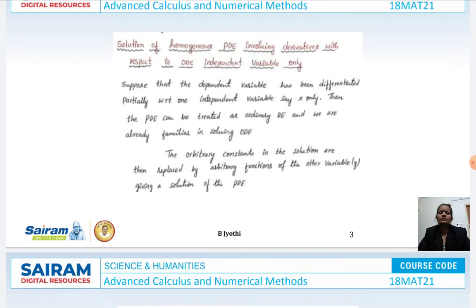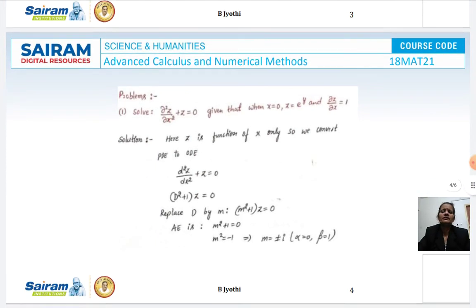How to solve a homogeneous PDE involving derivatives with respect to one independent variable only? Suppose the dependent variable has been differentiated partially with respect to one independent variable, say x only. Then the PDE can be treated as an ordinary differential equation, and we are already familiar with solving ordinary differential equations. So the arbitrary constants in the solution are replaced by arbitrary functions of the other variable y, giving the solution of the PDE. Let us see the problems now.